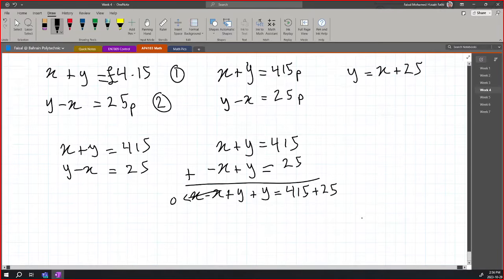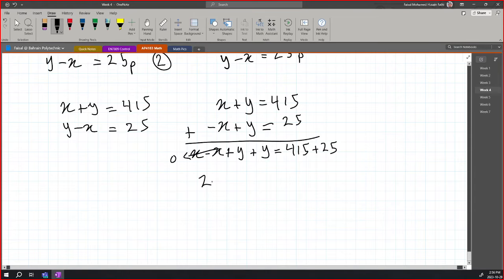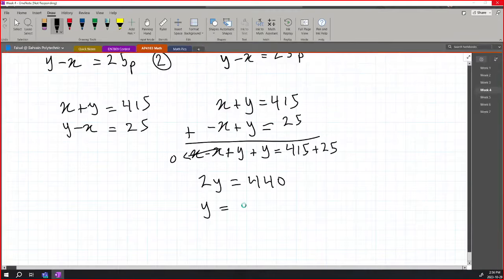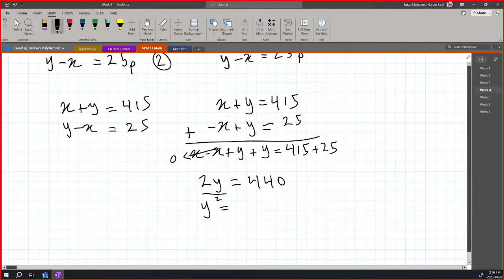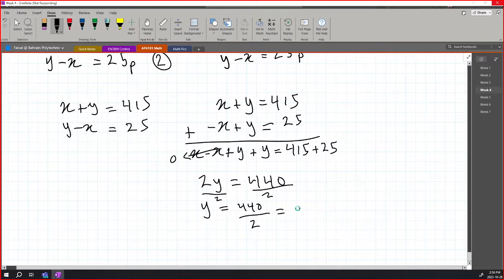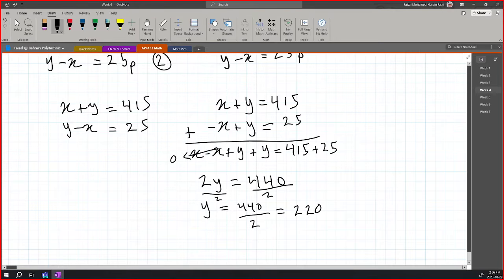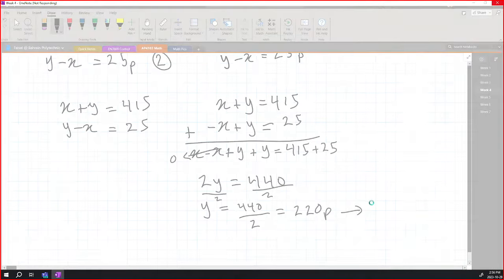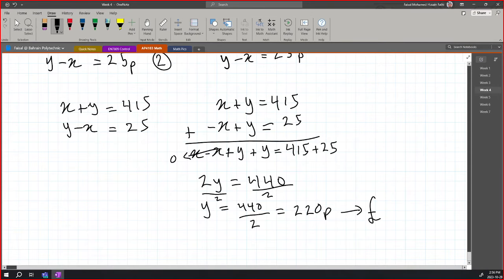Alright, 2Y, which is Y plus Y, is going to be equal to 415 plus 25, which is 440. Alright, so 2Y is 440, and dividing by 2, Y is equal to 440 over 2, which is equal to 220 pence. In pounds, if you want to convert it, you have to divide by 100, which is 2.20 pounds.